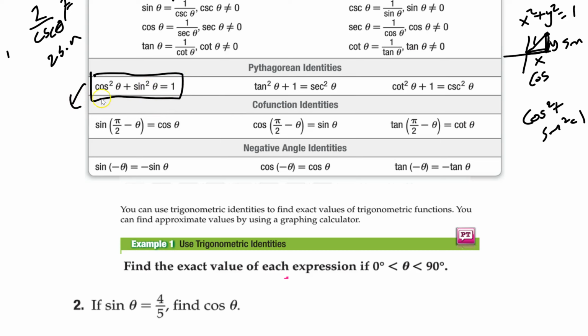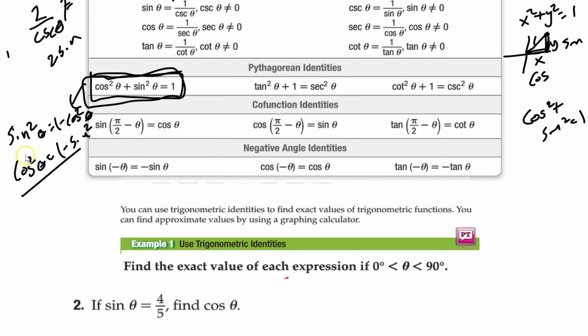And on top of that, you could play with this. Let's say I want to know what sine is by itself. Subtract cosine squared from both sides. I get sine squared theta equals 1 minus cosine squared. Likewise, let's say you want to get cosine by itself. Subtract sine squared from both sides. Cosine squared equals 1 minus sine squared. So these are just as important. We're going to use all of these a lot.